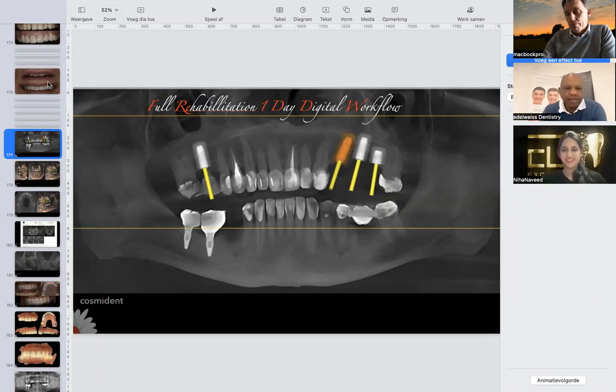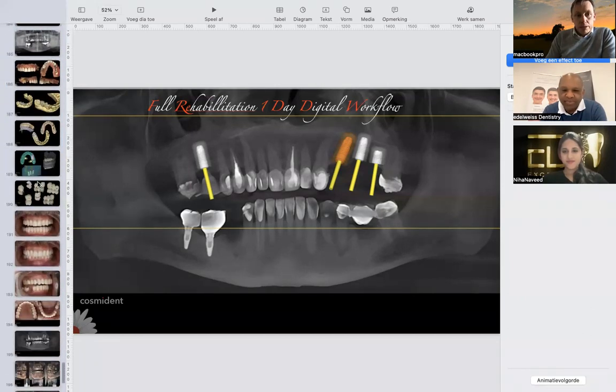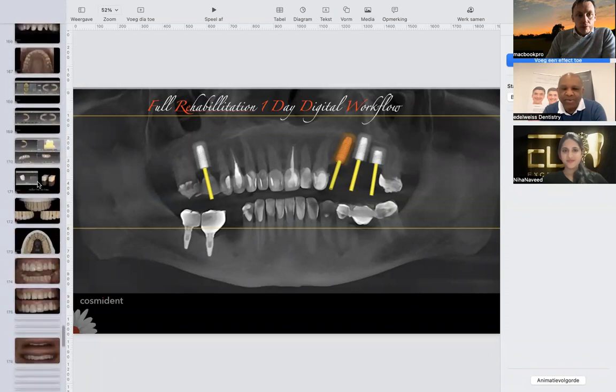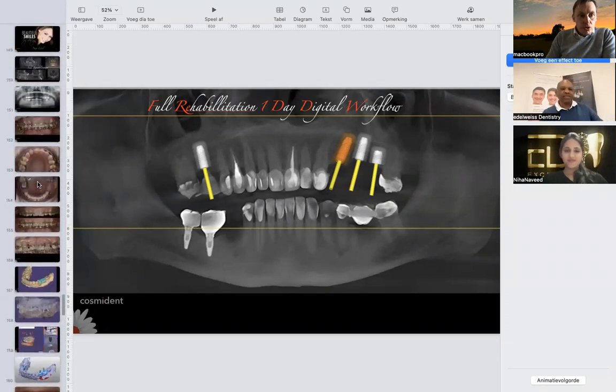Right. Thank you. I have another question. The female patient where you did the anterior veneers and premolar crowns was done within 3 hours. Was there any crown lengthening procedure done on this patient? No, there was none done.